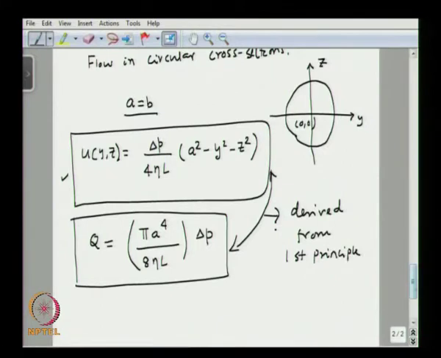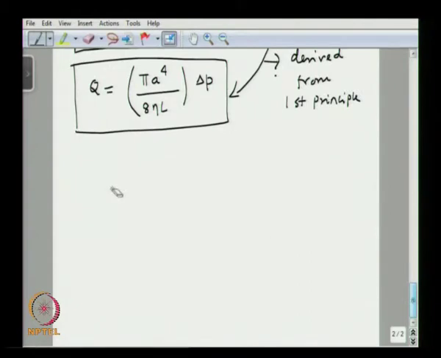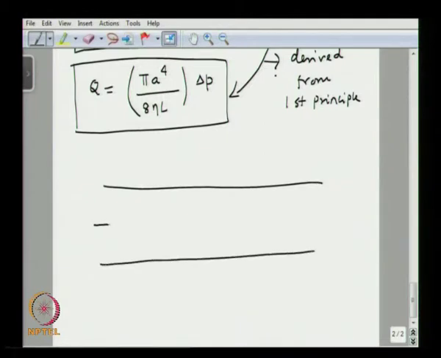So we can also do that. So for that we would consider a tube of circular cross section. Okay. So this is a circular tube.